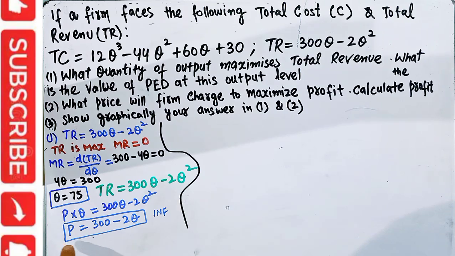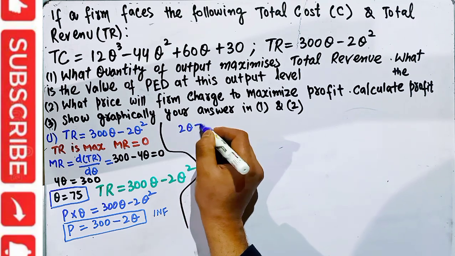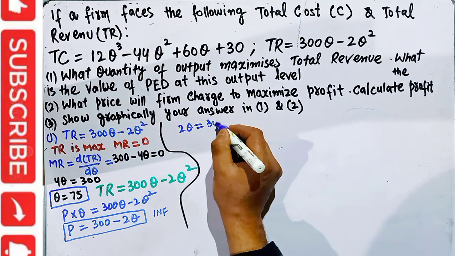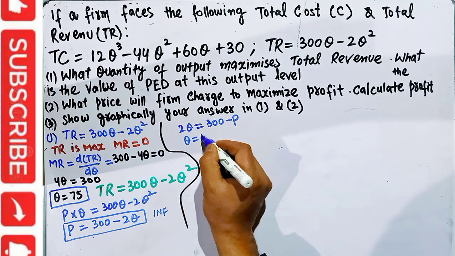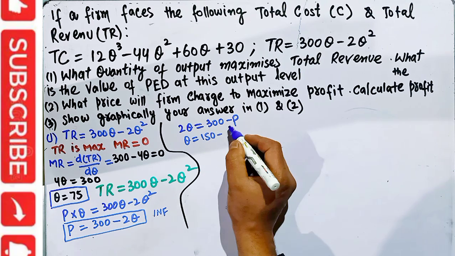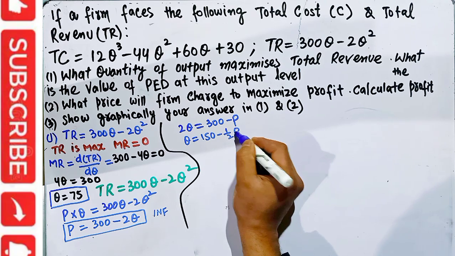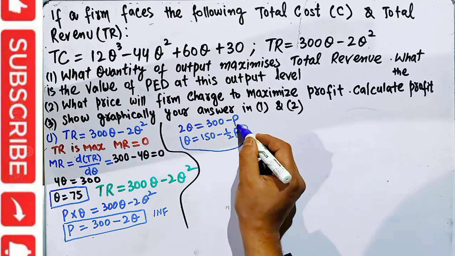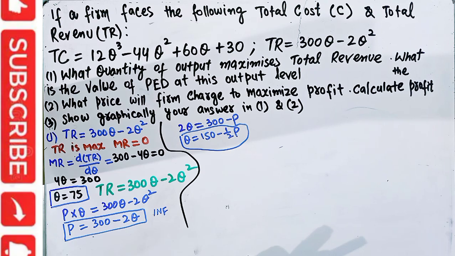So this will be also helpful for calculating other stuff here, but we need to solve this for Q. Solving for Q means 2Q is equal to 300 minus P. Dividing both sides by 2, Q will be equal to 150 minus 1 upon 2 P. This is our ordinary demand function here.